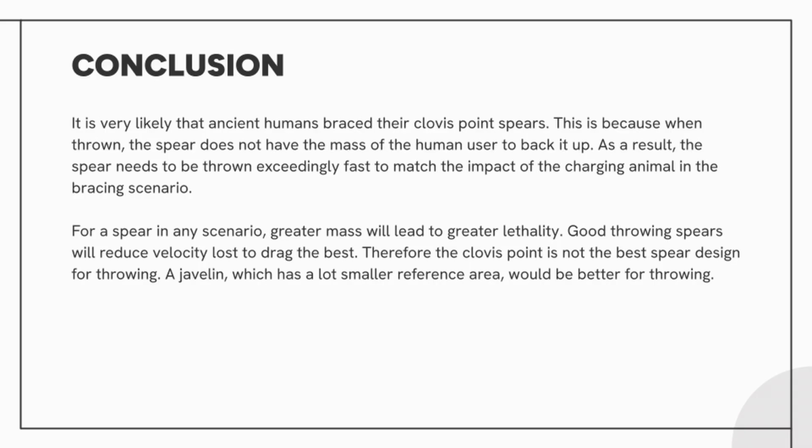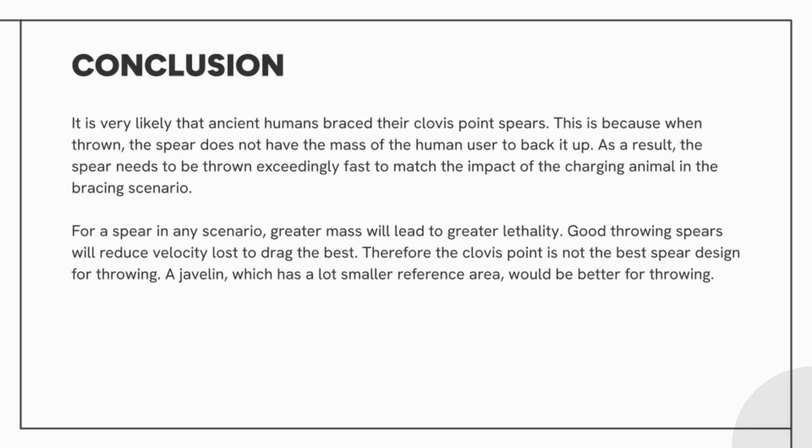Ancient humans likely braced their Clovis point spears rather than throwing them. This is due to the fact that when they are thrown, spears don't have the mass of the human to back them up. As a result, the spear needs to be thrown very fast to match the impact of a charging animal in the bracing scenario.